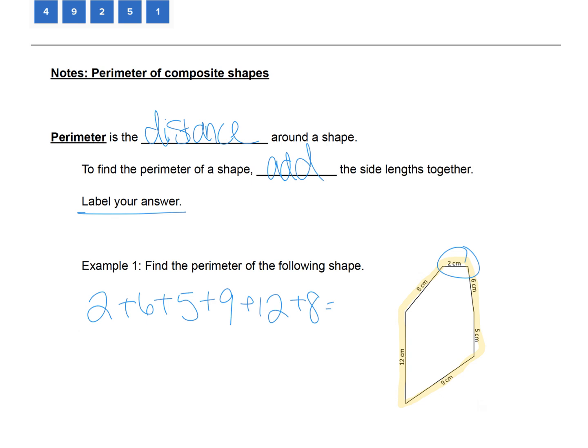Now that you've had a chance to add it up, you should have gotten 42 as your answer. So our perimeter is 42 centimeters. Don't forget to label your answer.